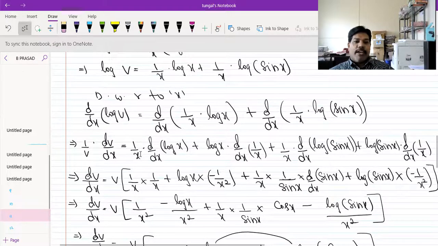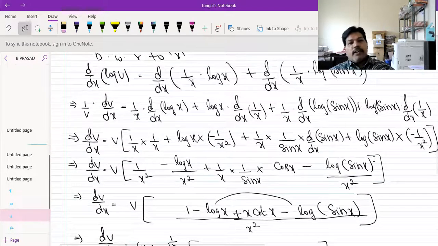So what is the derivative? It is 1 by x into derivative of log x plus log x into derivative of 1 by x, the uv dash plus vu dash formula. Here also the same: 1 by x into derivative of log of sin x plus log of sin x into derivative of 1 by x. I have already given the formula, students. Derivative of log x is 1 by x, and derivative of 1 by x is nothing but minus 1 by x square. So here 1 by x into 1 by x is 1 by x square minus log x by x square. Here 1 by x into 1 by sin x into derivative of sin x, which is cos x, minus log of sin x by x square.